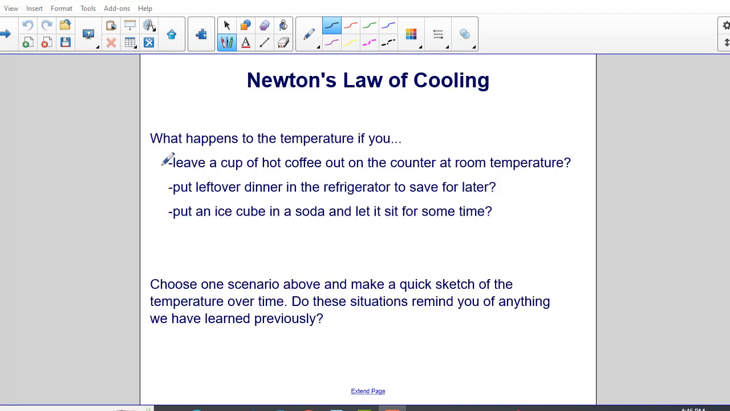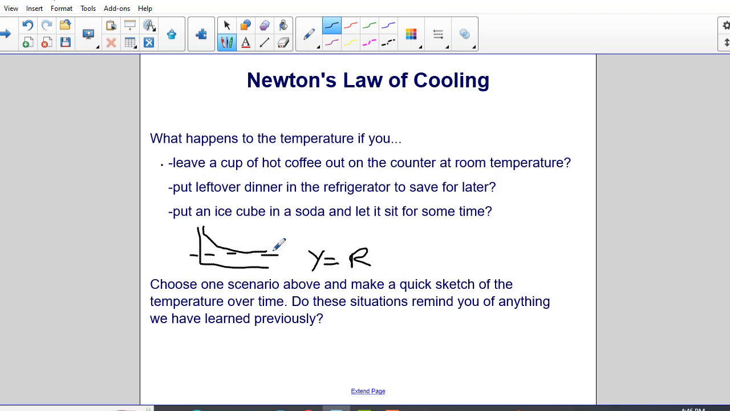I'll just take the first one here, and I'll make a quick XY axis. And I'm going to put a line y equals R, where R represents the room temperature. So if I put a cup of hot coffee on the counter, it's going to start hot and quickly cool, and then eventually it's going to wind up right about where room temperature is, and that's as cool as it's going to get, whatever the ambient room temperature is.